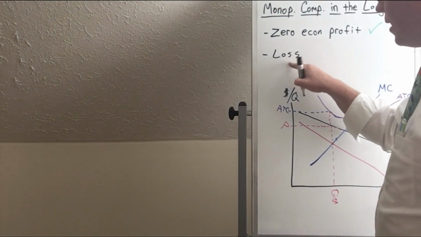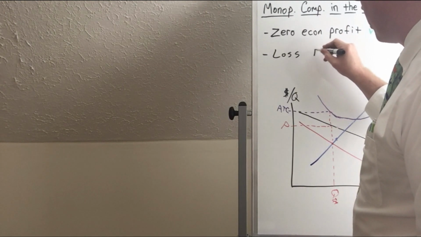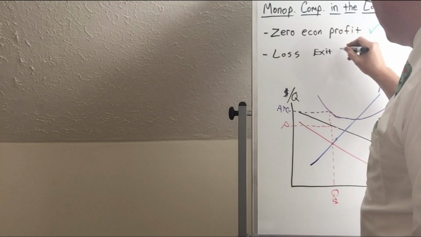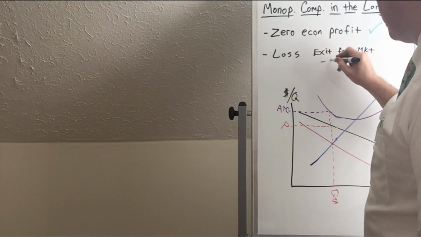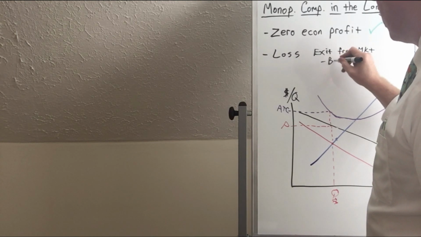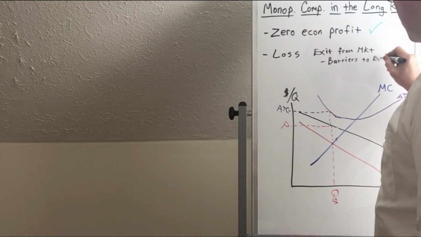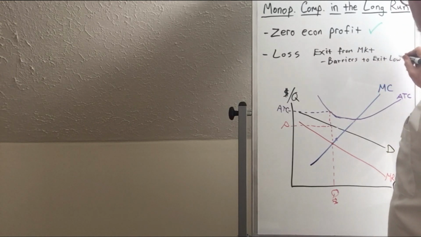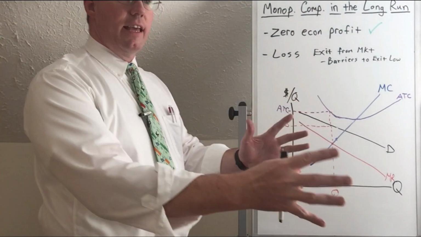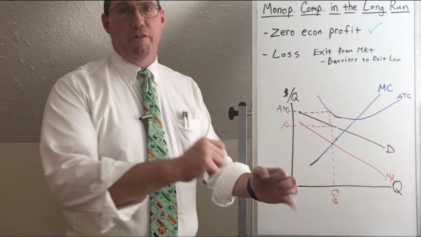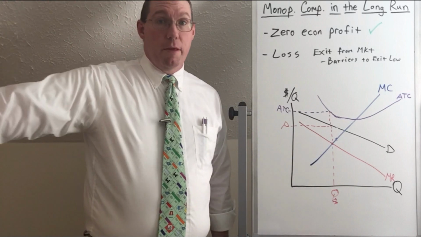What will happen is, because some of these competitors are experiencing losses, there will be exit from the market. Exit from market. Now, why are they exiting the market? Well, because barriers to exit are low. So it's easy for these companies to get out of that market. They just shut down that division. They keep doing their business in their other areas that are profitable, but they just shut down a division, lay off some people, and they move on. And they just stop doing business in that industry.